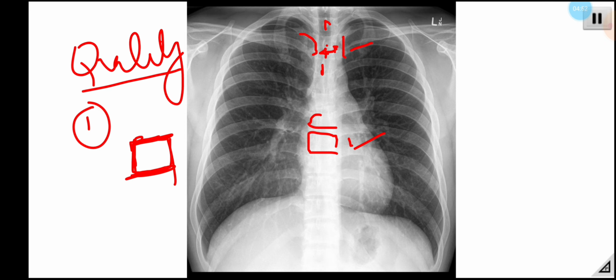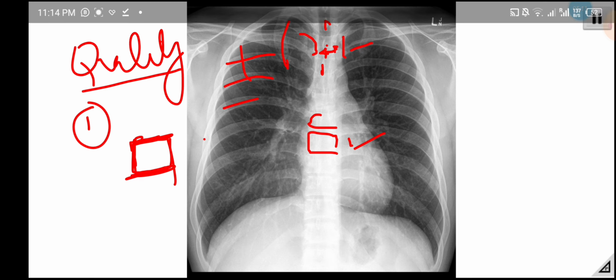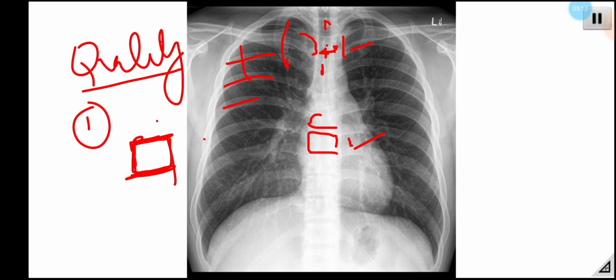And the third thing for the quality of the x-ray is that, when we take the chest x-ray, most of the x-rays are in full inspiration. So these are the posterior ribs over here, and these are anterior ribs. 8 to 10 posterior ribs should be visible, and 5 to 6 anterior ribs should be visible. Those are the characteristics of a good quality x-ray.